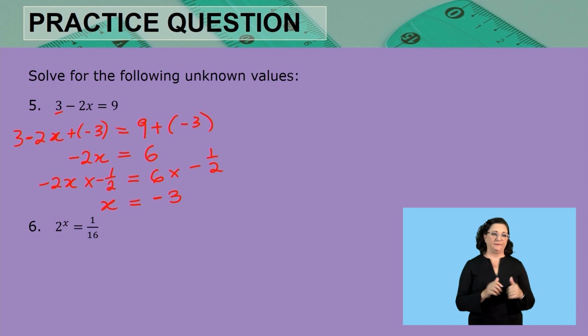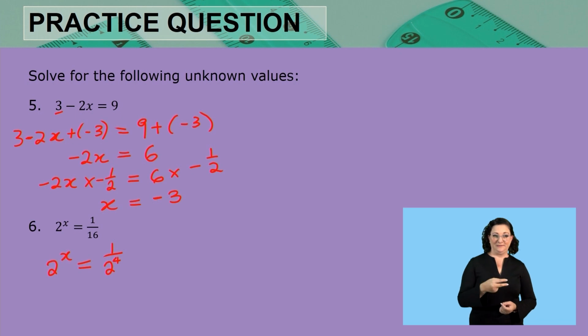Let's move on to number 6. We have 2 exponent x, and this is equal to 1/16. Now the first thing we are going to do when we are working with exponents is to change everything to its exponent form. Now we have 1/16 is the same as 1 divided by 2 exponent 4.